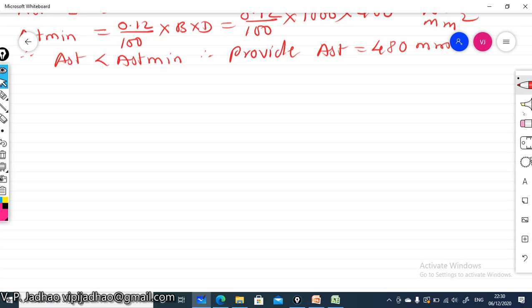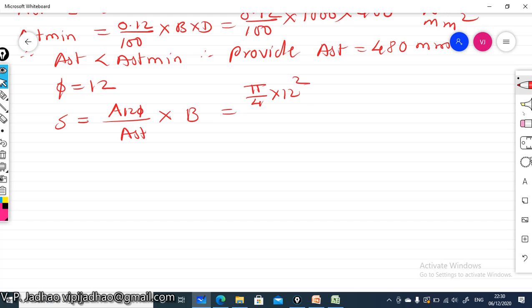For spacing, let us provide 12 mm bars. Therefore for spacing we know the formula: area of one bar divided by Ast provided, multiplied by b. We know the area of one bar is pi by 4 into 12 square, divided by the area of steel provided, 480 mm square, multiplied by b, which is 1000. So we get this spacing.